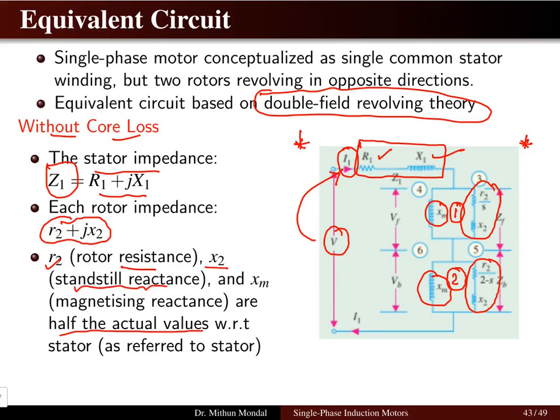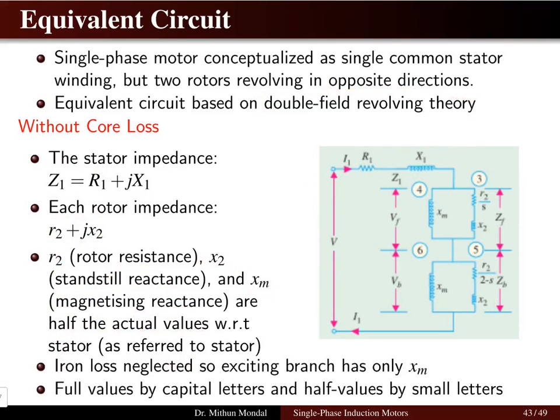Because X2 will change with respect to the slip. When the rotor gains some speed, then obviously with respect to the speed, the reactance X2 will change and R2 will remain constant. That is the reason X2 is defined at the standstill condition, and with respect to the slip, the reactance will change. Xm indicates the magnetizing reactance, which is the flux produced between the stator and the rotor in the air gap. And these values are basically half the actual values which are referred to the stator.